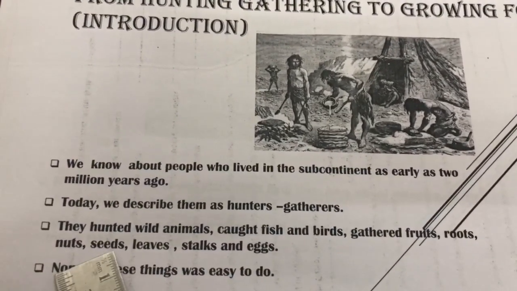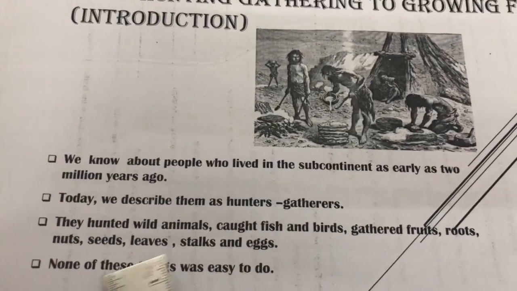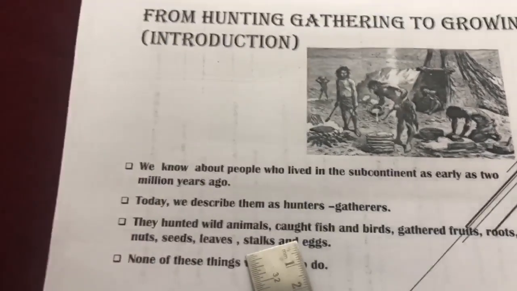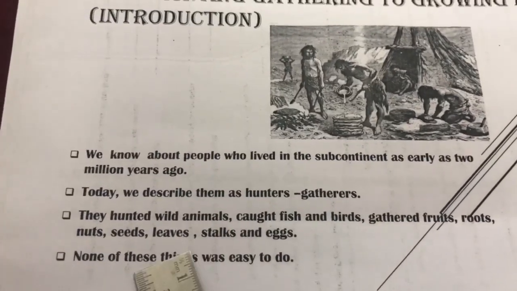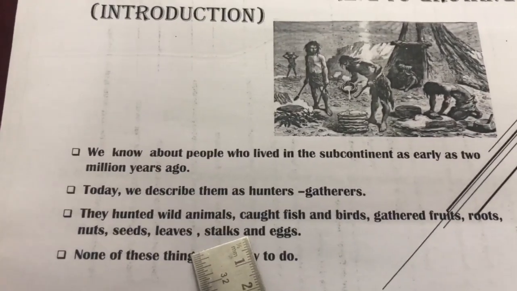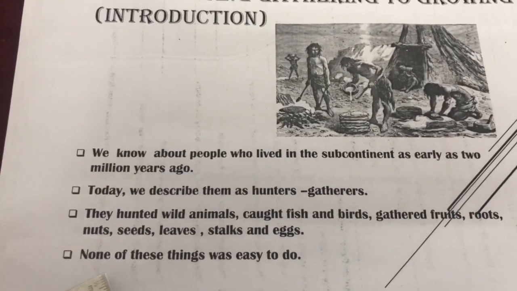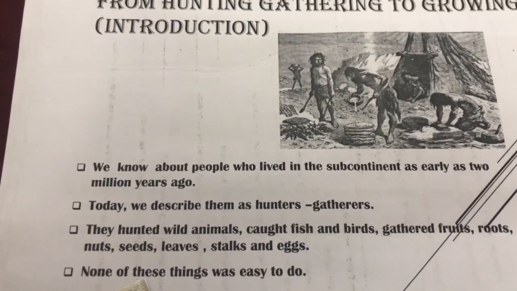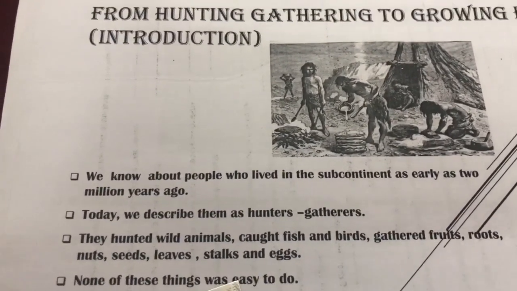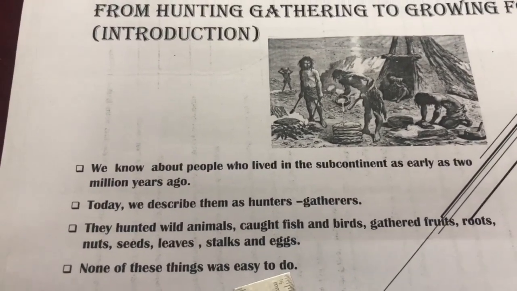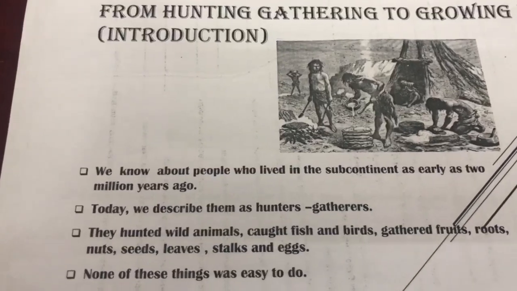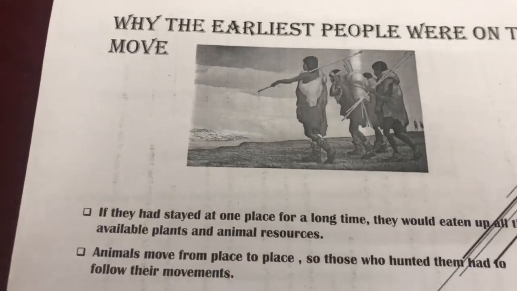And to eat the seeds, roots, leaves, they had to be very careful. They should know whether they are poisonous or not. So it is said that none of the things these people used to do were easy. They were very, very difficult.